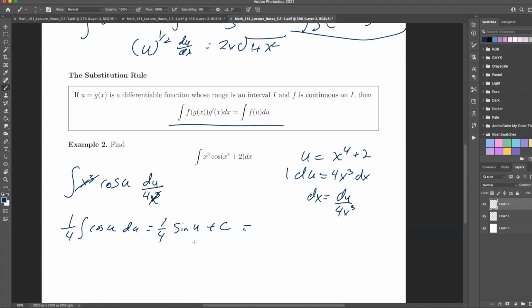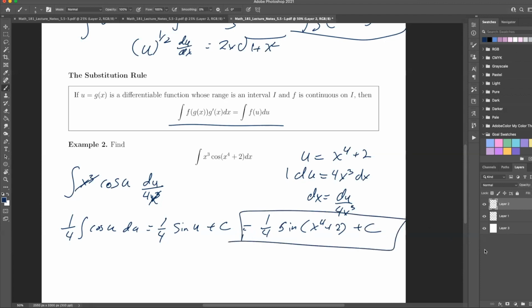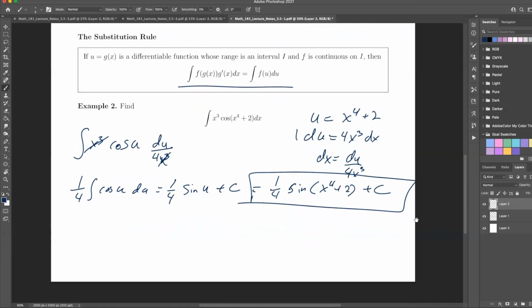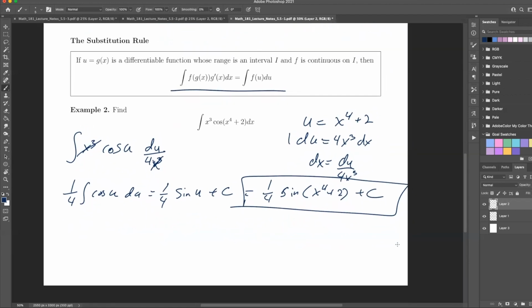And then I can plug in what I know u is. U is this. So I get 1/4 sine of u. Or no, I'm going to plug in u this time. Plus some c. And there we go. Okay. All right, I'll give you a second to write that down.